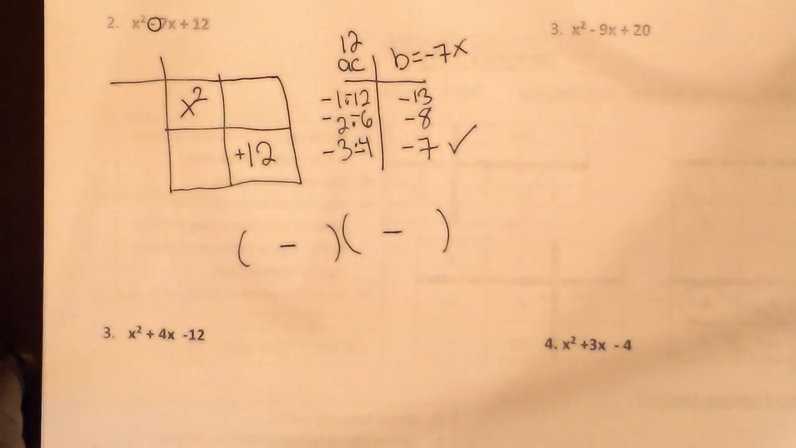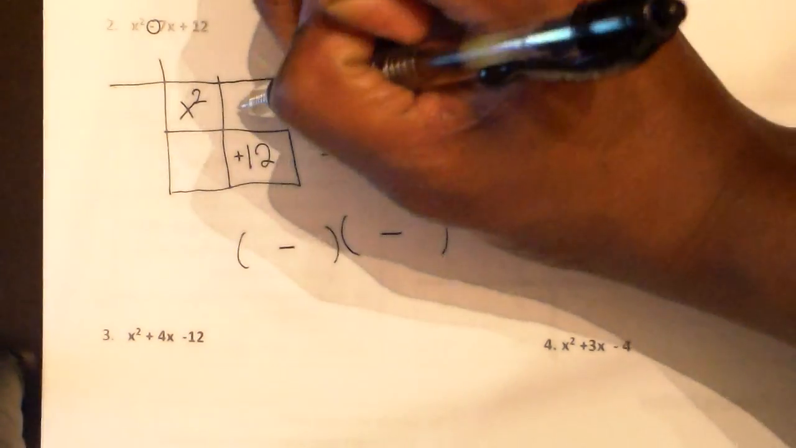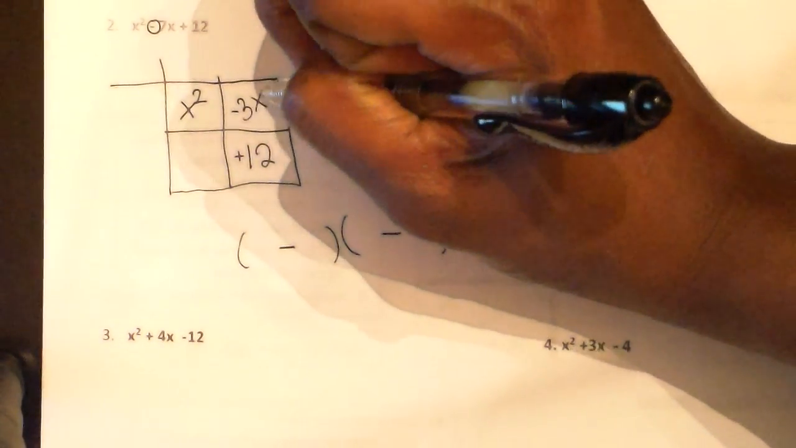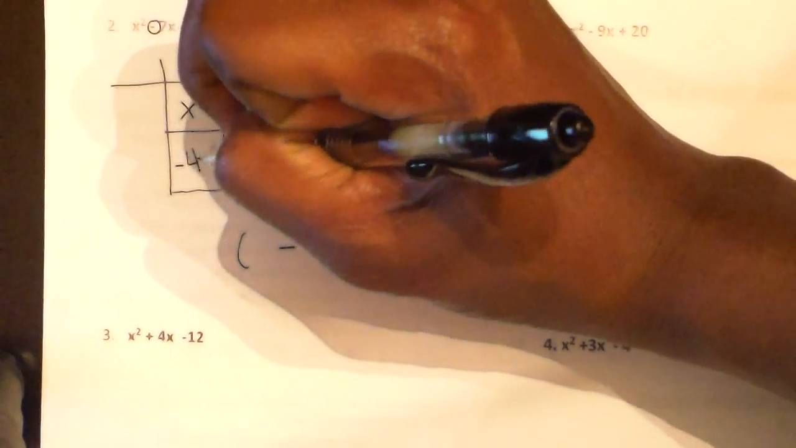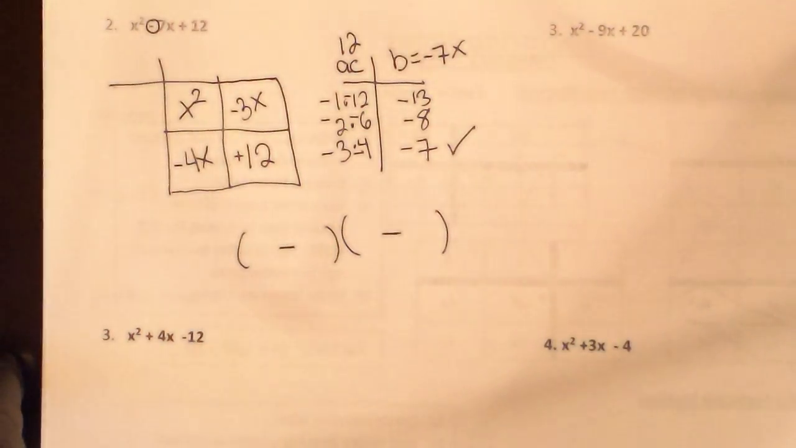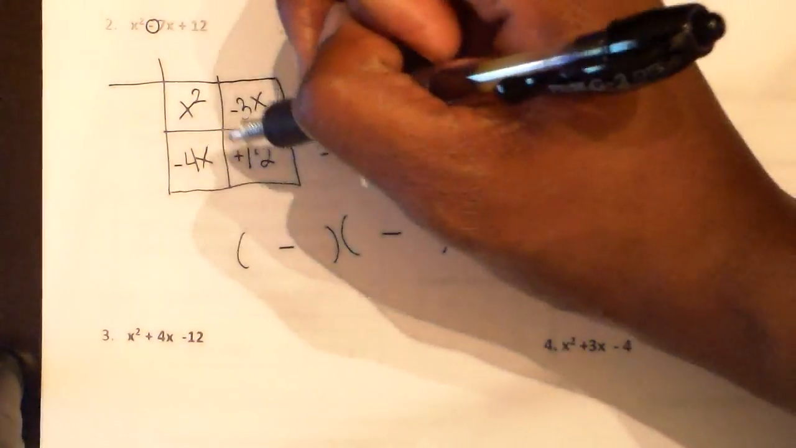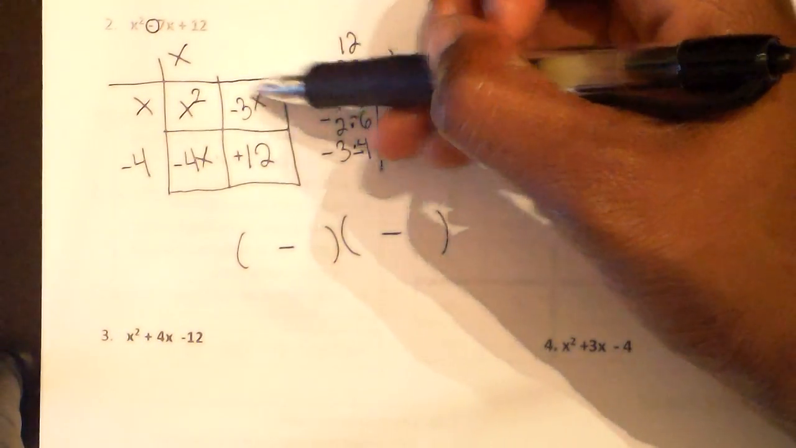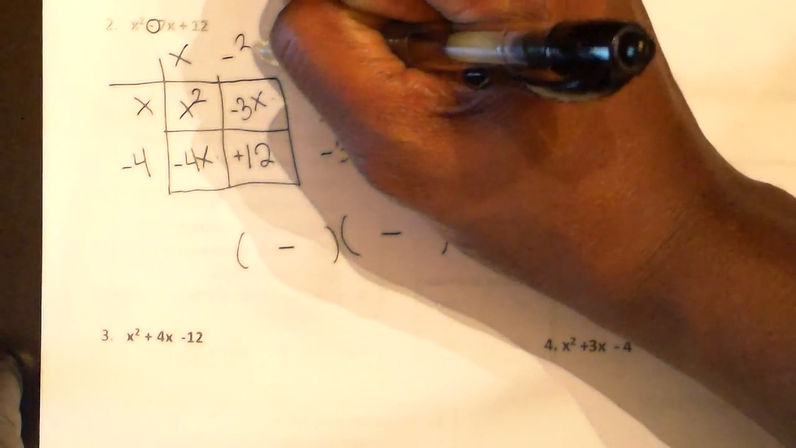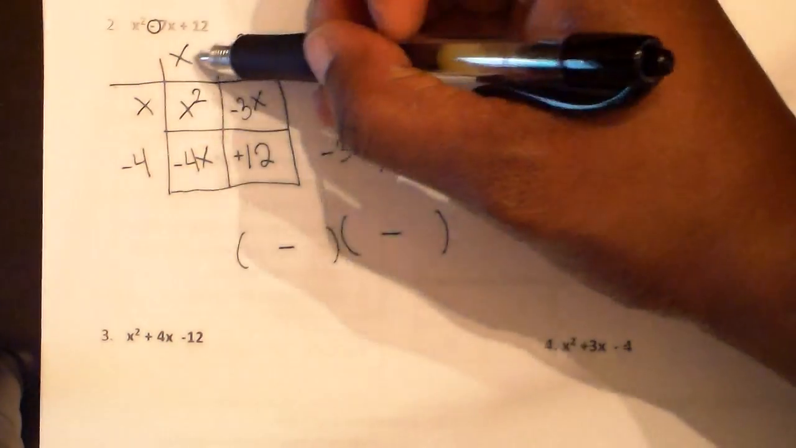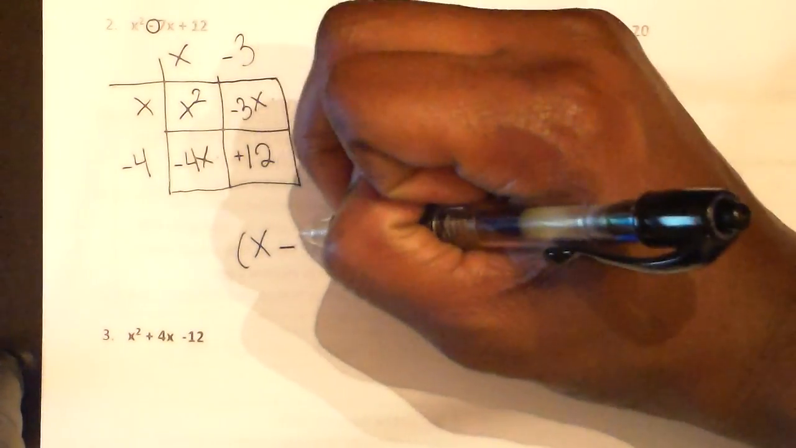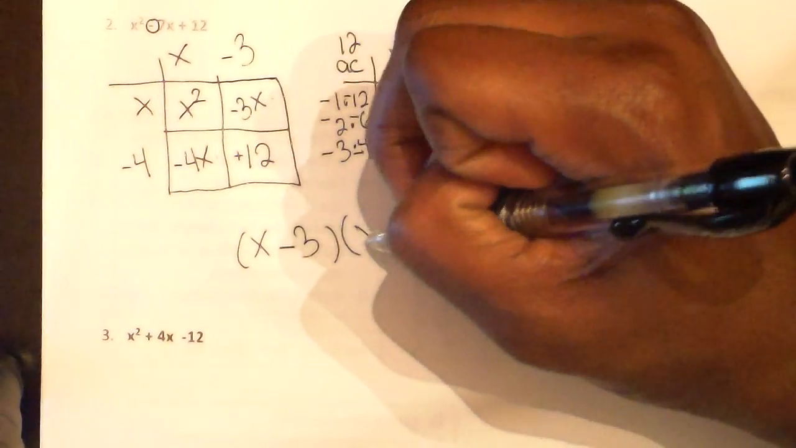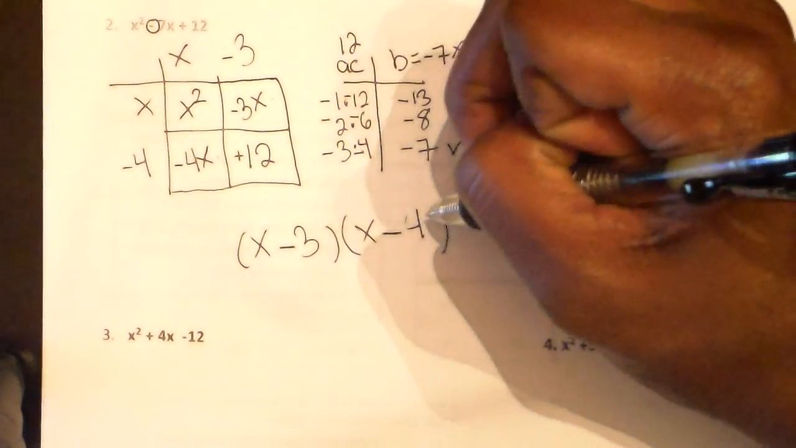And so that means that negative 3x and negative 4x work, so I could write them over here. Negative 3x, negative 4x. Got it? And then we backwards factor to get x squared, x times x. To get negative 4x, x times negative 4. And to get this negative 3x, x times negative 3. So our factors are up here, x minus 3, and on the side, we have x minus 4.